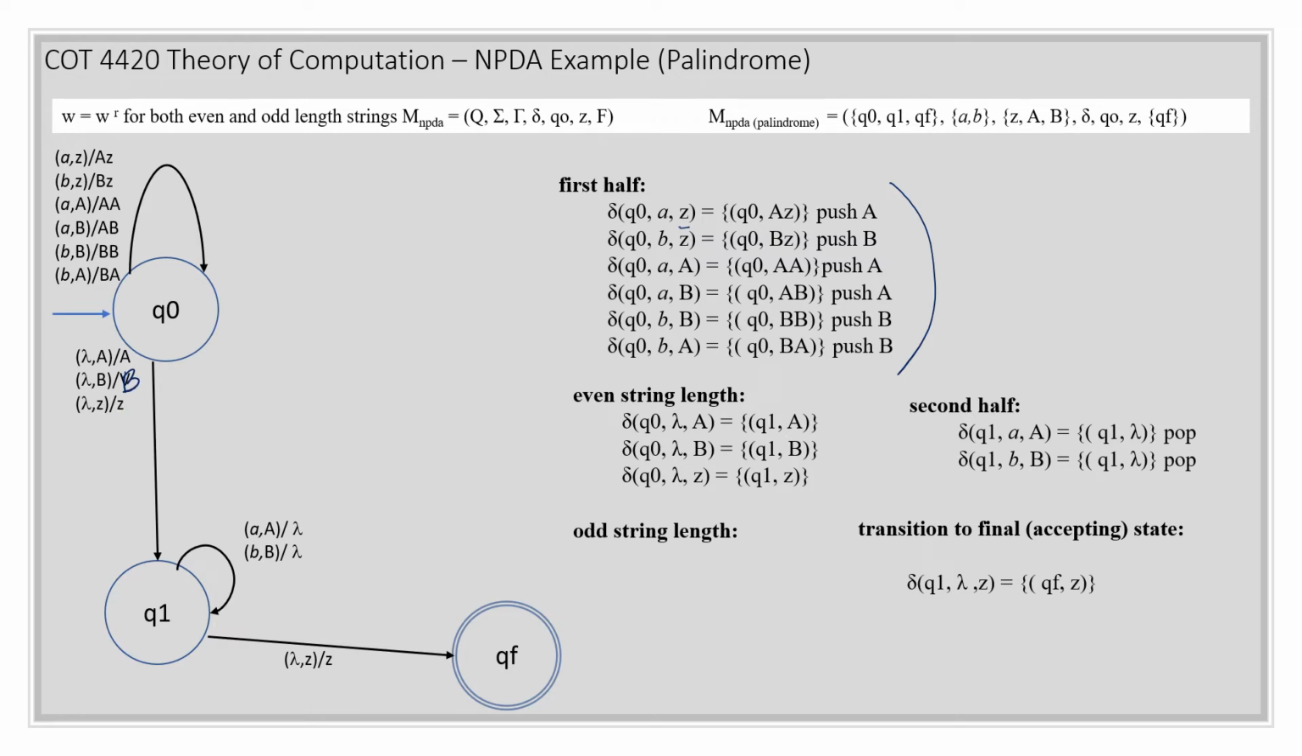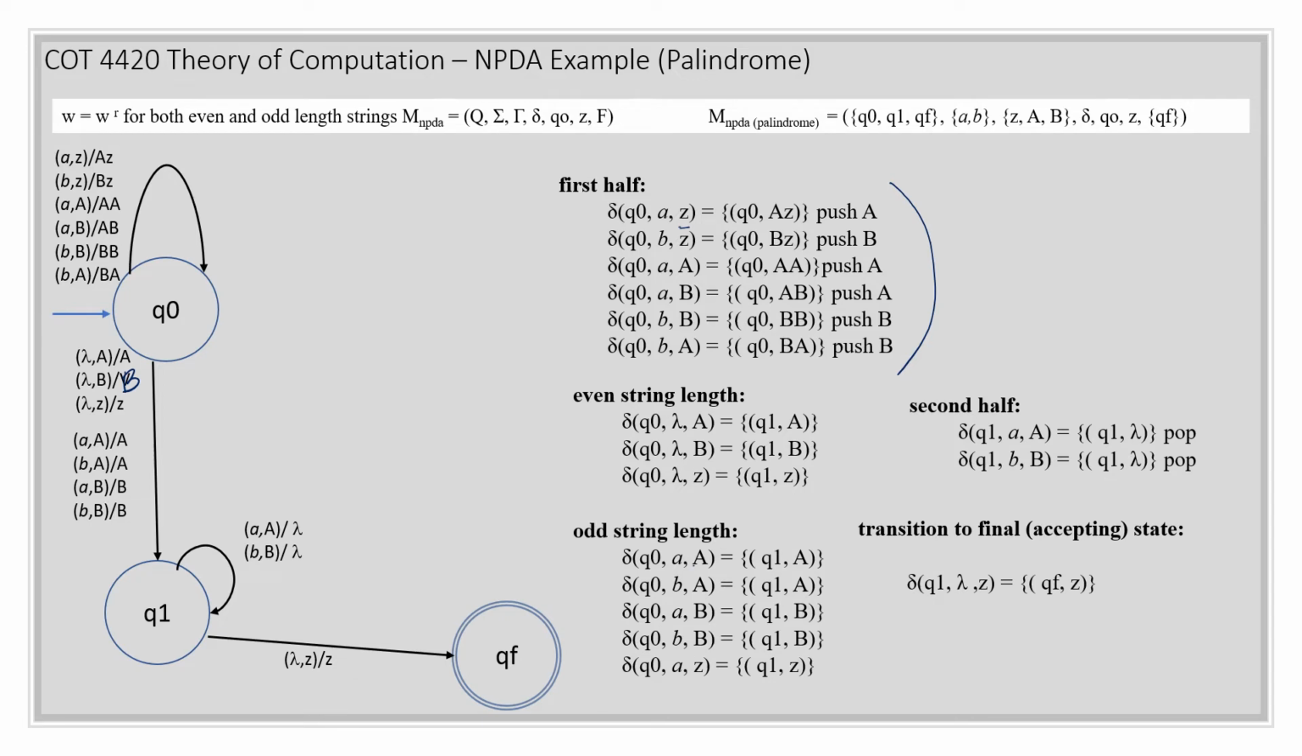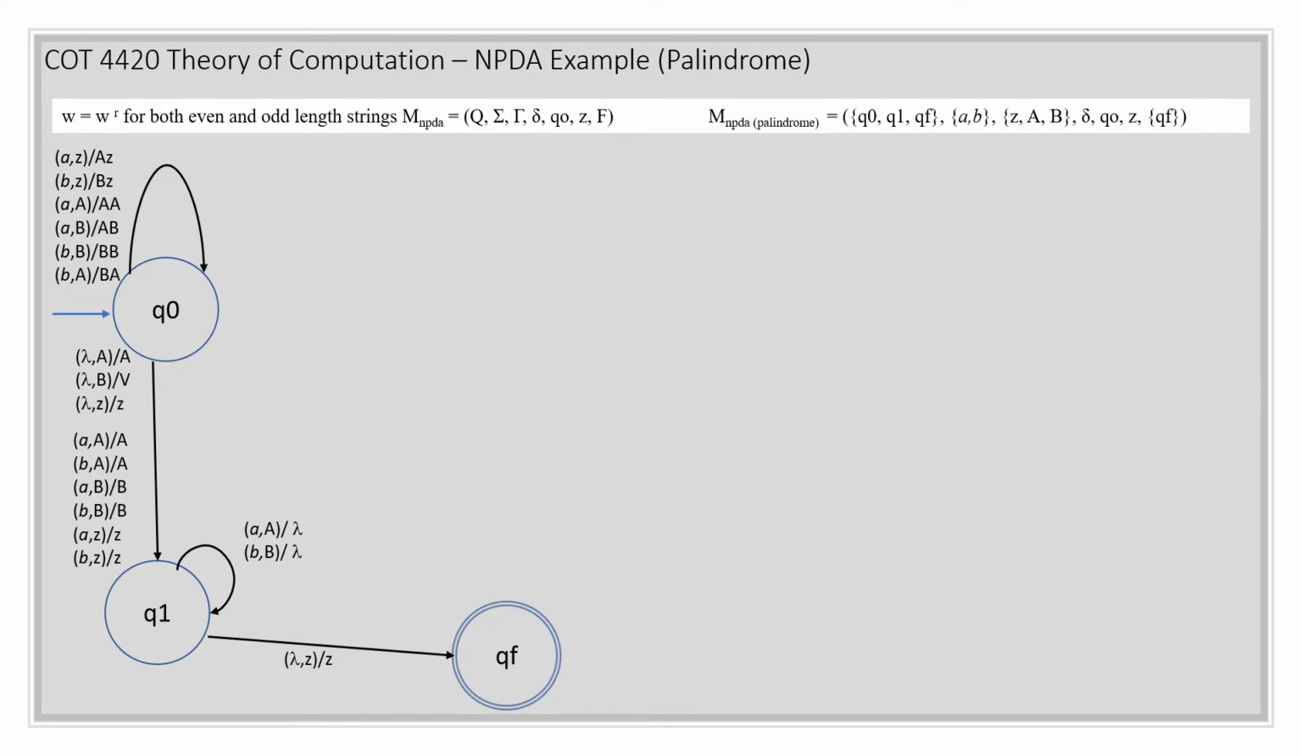For an odd length string, I need to do all 6. If it's an A, I need to consume the A, but leave the stack alone. Consume the B, consume the A, consume the B, consume the A, consume the B. So now that I've explained it, hopefully this didn't look so crazy overwhelming. And we can do a few examples with the stack. But this has to be a B.